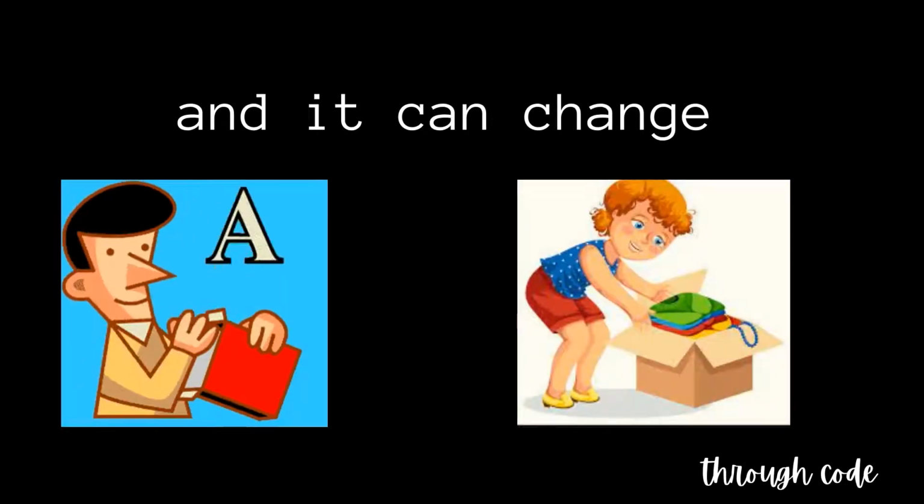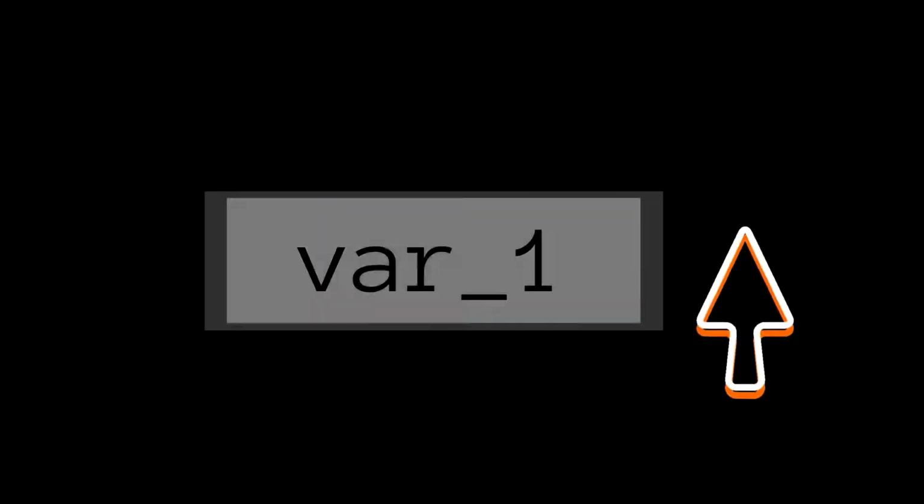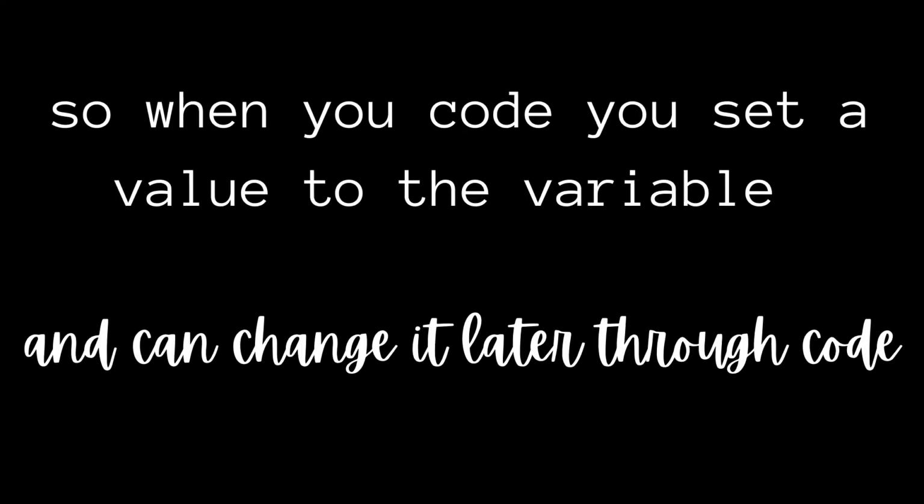Now, this can change. And your variable has a name. Under that name, there's a value. So when you code, you set a value to the variable and you can change it later through code.